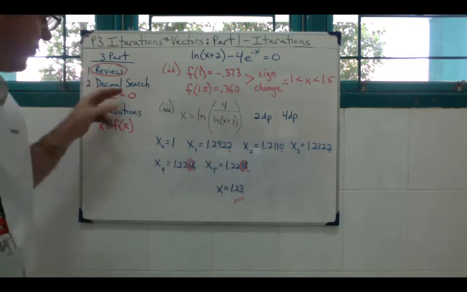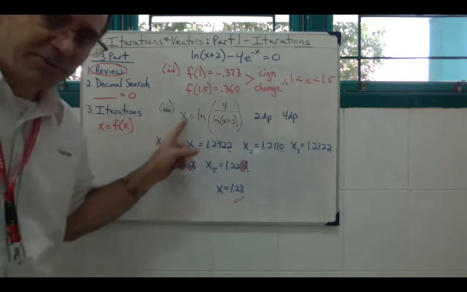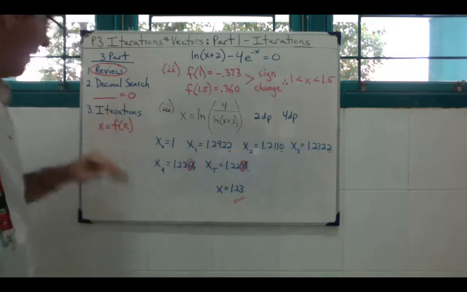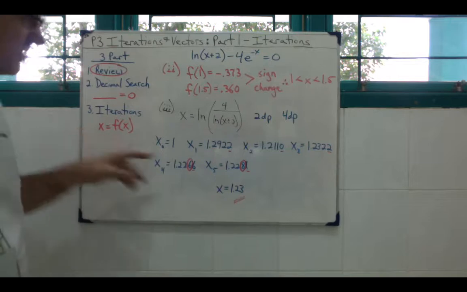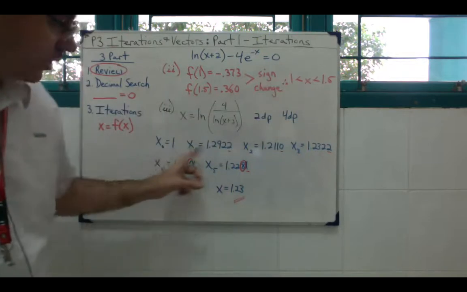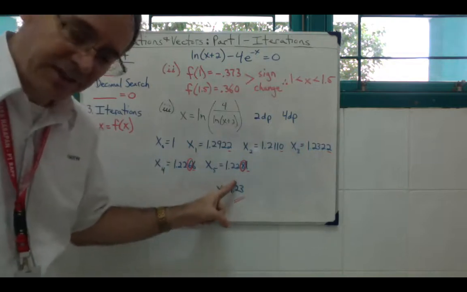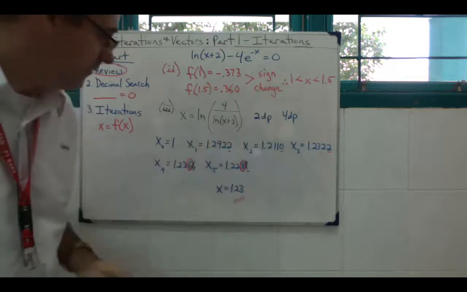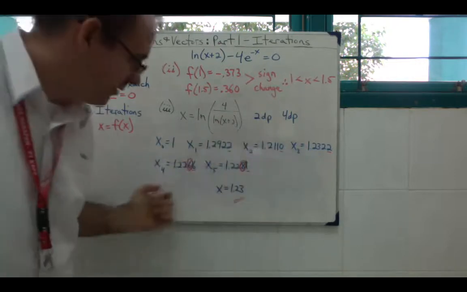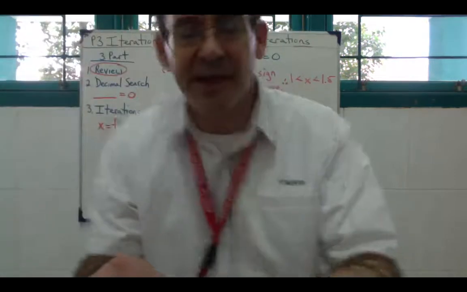Then the decimal search is easy as long as you remember to subtract that x to the other side and make it equal to 0. Then the iterations, just start at the lower boundary and work your way towards your accuracy that is indicated, and just pay attention to the decimals. All you're doing is writing down the numbers. The calculator does the work for you. So I hope that helps.